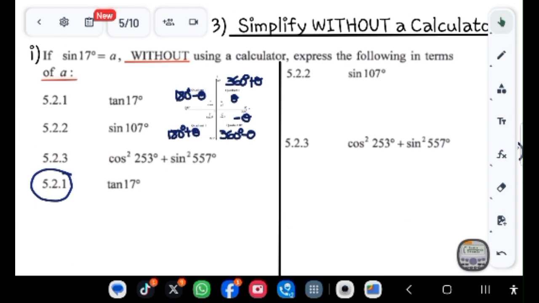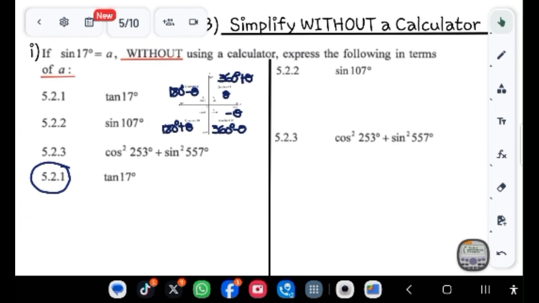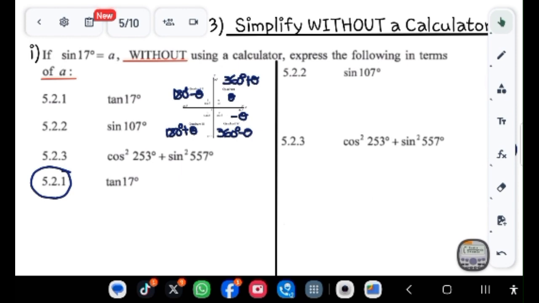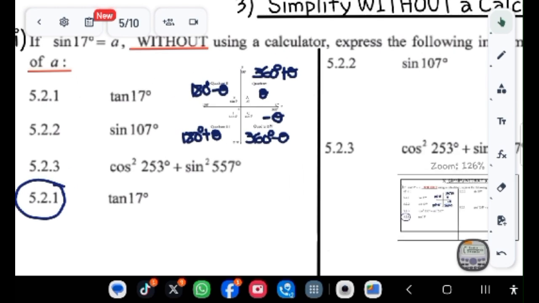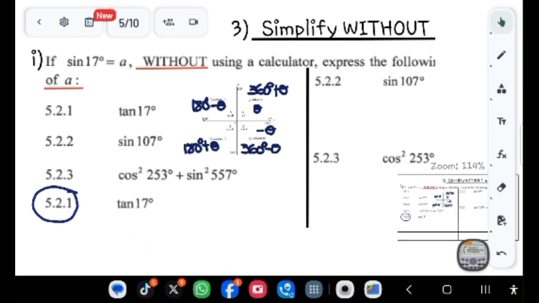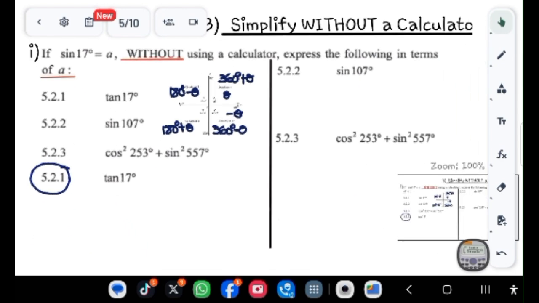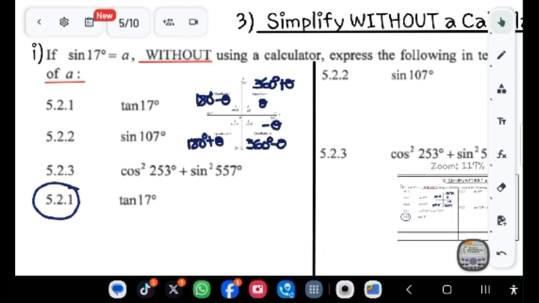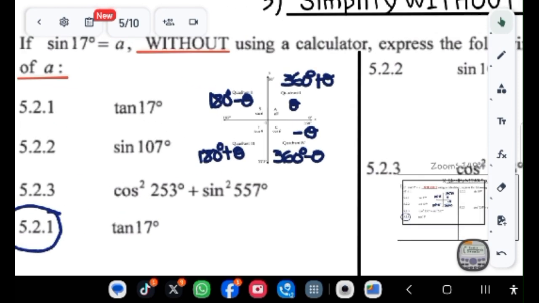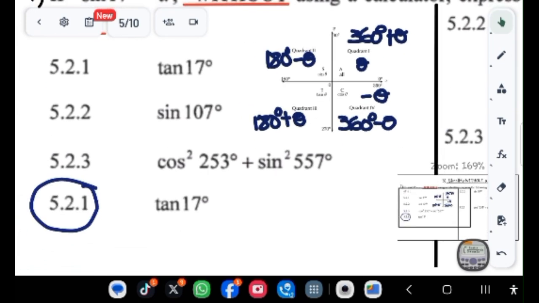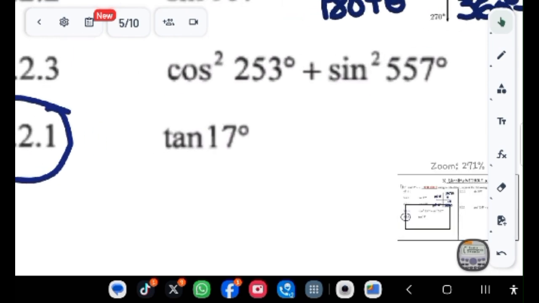Now we start with the questions. Now we look at how to simplify without using a calculator. The first type of question says, let's simplify without a calculator, where they say to you, if the sine of 17 degrees equals a, without using a calculator, express the following in terms of a. All right, let's look at the first one, 5.2.1. We're given tan of 17 degrees, and the information given to us is that sine 17 is given in terms of a.